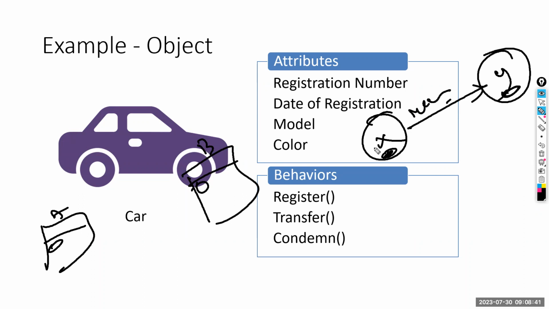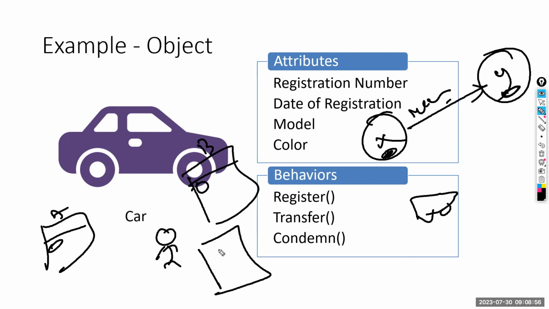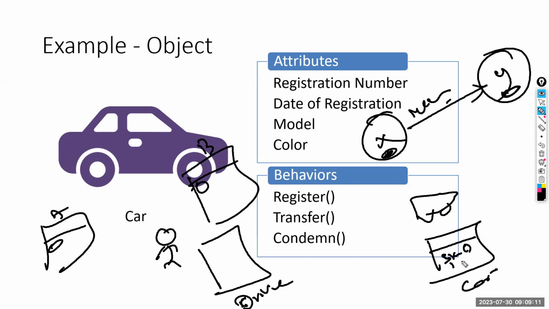A very good example is, there's a driver and there's a car. Then we have a behavior called start. Is it a behavior of the driver class or the car class? Start is a behavior of the car class. Start, turn, accelerate, stop. The driver objects are just calling it.